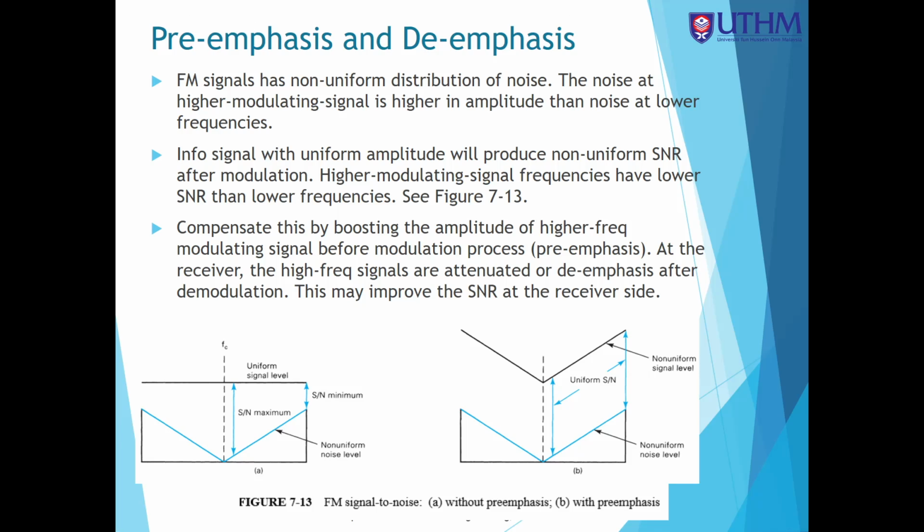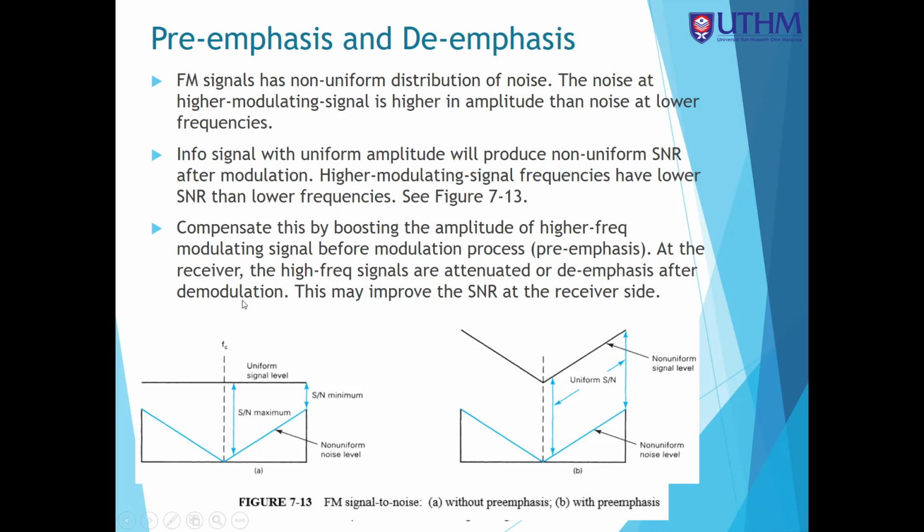Tujuannya adalah untuk mengelakkan berlakunya nilai SNR yang tidak sekata, yang tidak uniform. Okay, so this pre-emphasis and also de-emphasis, kedua-duanya, tujuannya adalah untuk mengelakkan berlakunya nilai SNR yang tidak seragam sekiranya nilai input frekuensi FM bertambah. Okay, so ada dijelaskan dalam gambar raja ini yang mana sekiranya nilai FM meningkat, maka nilai noise juga akan bertambah.